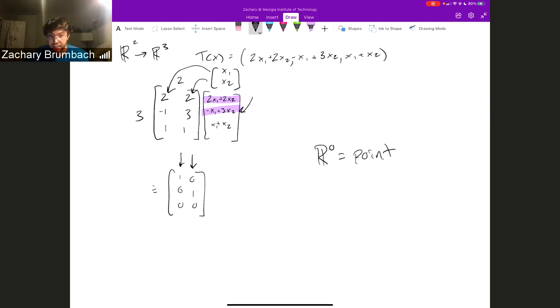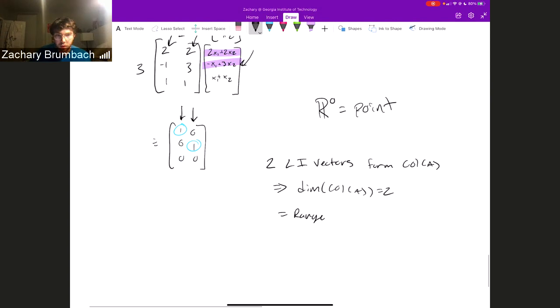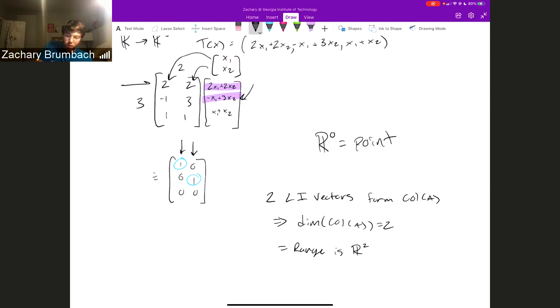So describing the range of T, okay? Here we found that we have 2 pivots, which means we have 2 linearly independent vectors that form a basis for the range. A lot of new terms for this unit, but 2 linearly independent vectors form the column space. That means the dimension of the column space of A is equal to 2, which means our range is in R2, and we have 3 rows, right? So we have 1, 2, 3 entries for each of our 2 vectors, so it's in R3. Okay, so this describes a plane in R3.